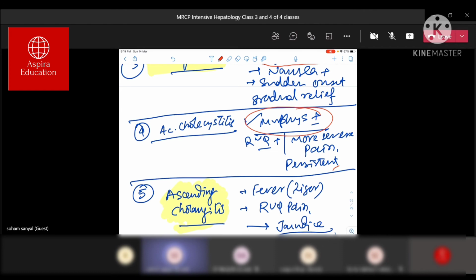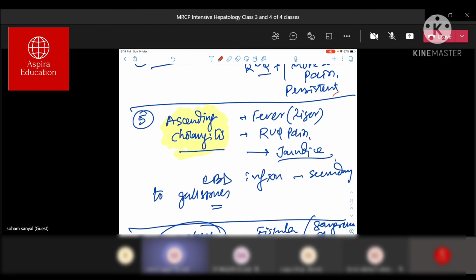Then we are coming to ascending cholangitis. Normally, in ascending cholangitis, fever with rigor is mostly present. So again, right upper quadrant pain and jaundice will be there, and this is mostly secondary to gallstone. Again, in the exam, they will tell that USG showed some gallstone in the gallbladder, and CBD infection. Again, USG cannot look at the CBD, so further tests we need to go for.